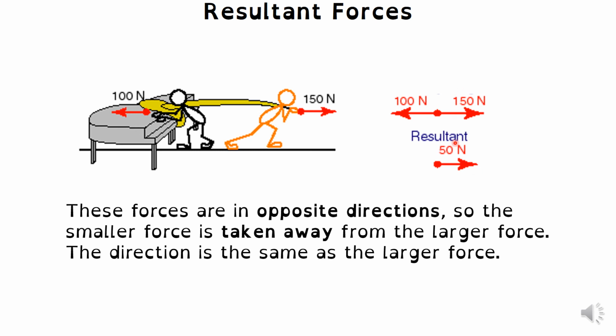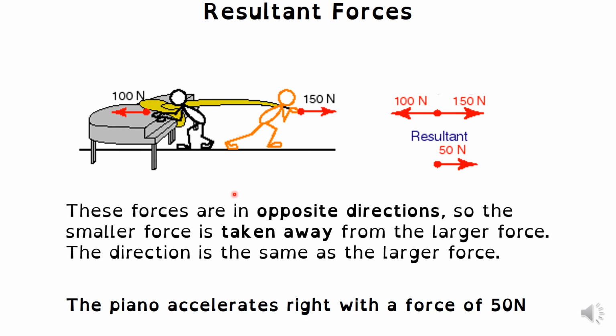Now these arrows are not really to scale. Remember that this one is a third of the size, so actually should be a third of the length. So we just need to bear that in mind, that these diagrams are not very good, but in terms of the numbers they work. So the overall resultant force is that the piano accelerates right with a force of 50 newtons. Now remember, it's a vector, so the fact that it's going to the right hand side is very important. So accelerates right with a force of 50 newtons is us describing the resultant force of this diagram.